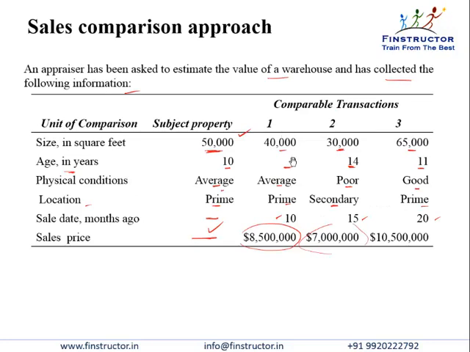So comparable 1 was a 9-year-old property. Our property is 10 years old. So whatever is the per square feet price, we will apply a discount of 2.5% because our property is 1 year older. If our property is 2 years older, we would have applied a discount of 5%. In case of property 2, our property is 4 years newer. So whatever was the price of this property, we would have applied a 10% premium. Similarly, we would have applied a 2% premium to this price on account of the age of the property.